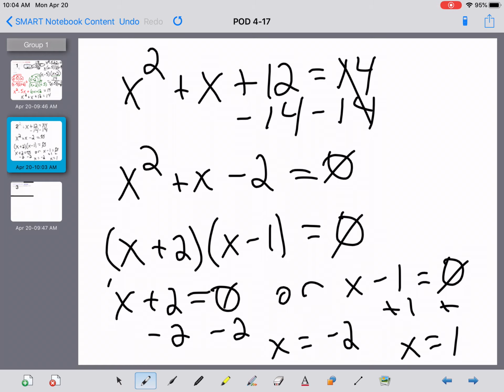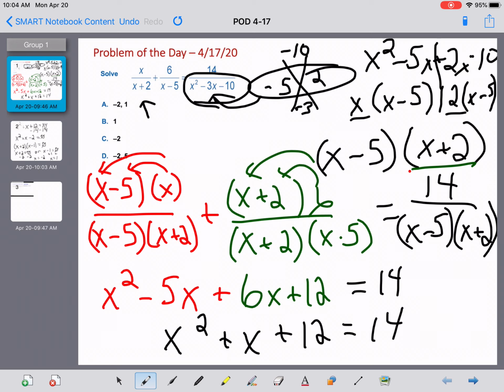So let's take a look. Right away I notice when I plug in x equals negative 2 into my first term, I get negative 2 plus 2, that gives me 0. That will not work, and it causes me to divide by 0, so that solution is not real. The next one was positive 1. We plug in 1. 1 plus 2 is 3. 1 minus 5 is negative 4, so that works in both of them.